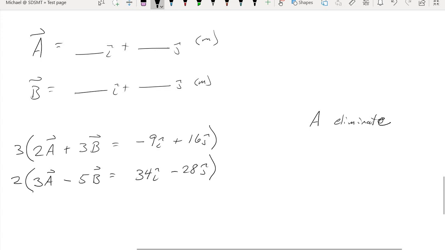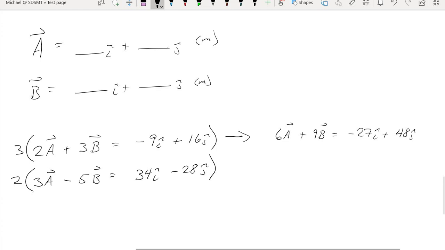But I have to multiply both sides of those equations by those coefficients. So over here, we're going to distribute the 3 through that top equation, and when we do that, we get 6a plus 9b equals negative 27 i hat plus, and I think this is 48 j hat.